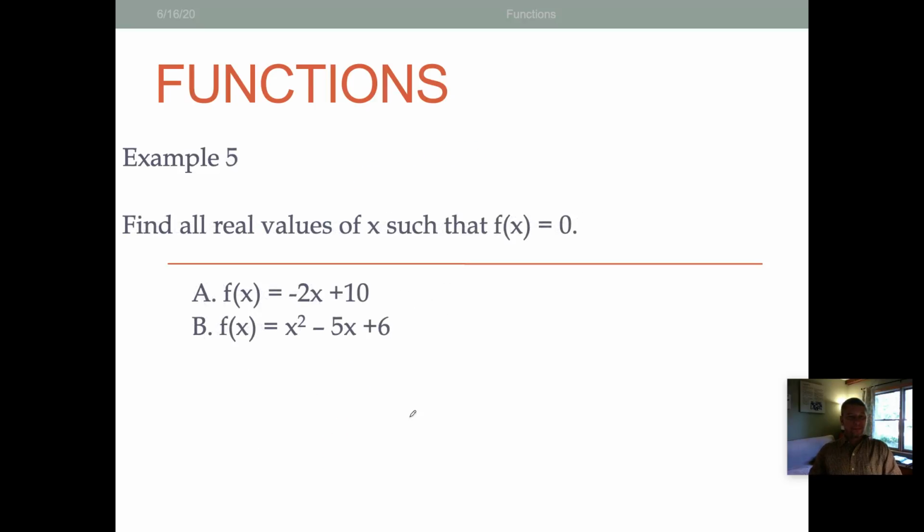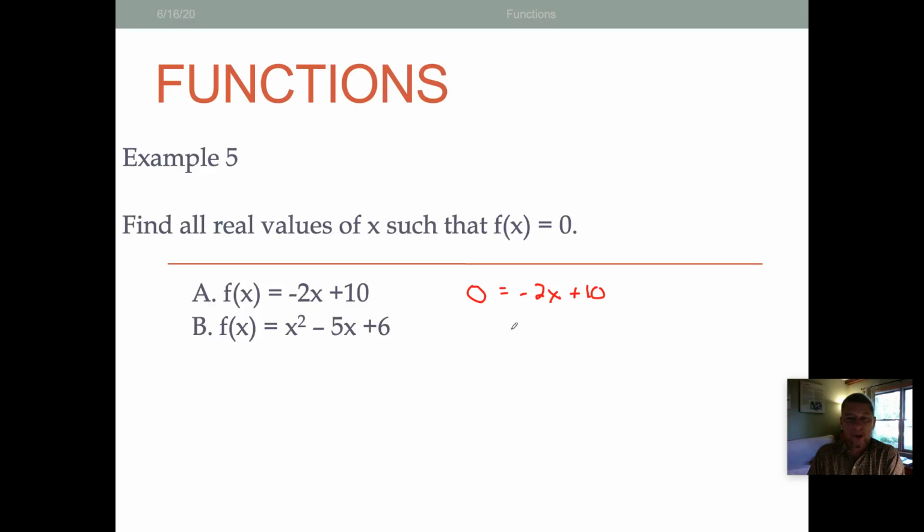One more. Now, in this case, you're going to be asked to find all real values of x such that f of x is equal to 0. And so what we're going to do essentially is say that 0 equals -2x plus 10.